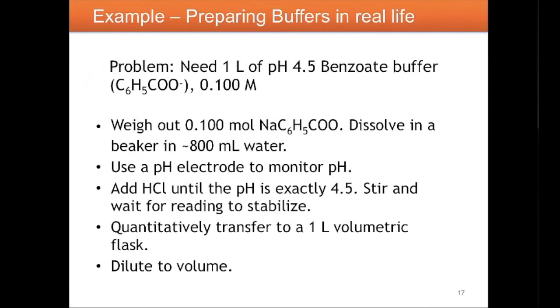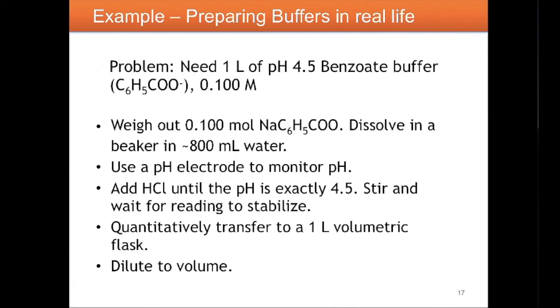So here's what you would do in real life if you wanted to prepare the same buffer that we just did the calculation for. So you need 1 liter of a pH 4.5 benzoate buffer at a concentration of 0.1 molar. So the first thing you're going to do is weigh out 0.1 moles of sodium benzoate and dissolve that in a beaker of about 800 milliliters of water. And then we're going to use a pH probe to monitor the pH as we're adding HCl to the reaction.